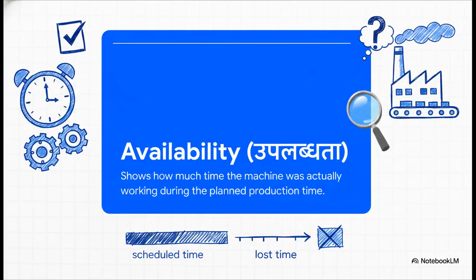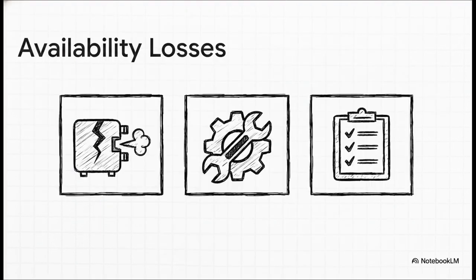First up, we've got availability. This pillar answers a simple question. Did we run when we were supposed to? It just compares the time your machine was actually making things with the time it was scheduled to. It is all about lost time. So, where does all that time go? Well, it gets eaten up by things like unexpected machine breakdowns, planned downtime for setups and adjustments, or even scheduled maintenance. Anytime the machine is supposed to be running but isn't, yep, that's an availability loss.